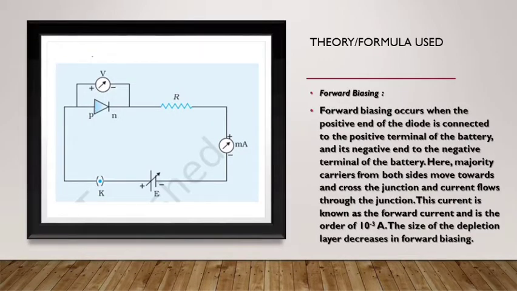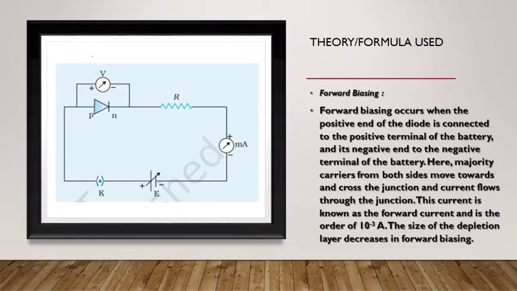What is the theory or formula used? You can see the diagram first of all. In forward biasing mode, forward biasing occurs when the positive end of the diode is connected to the positive terminal of the battery and its negative end to the negative terminal of the battery.